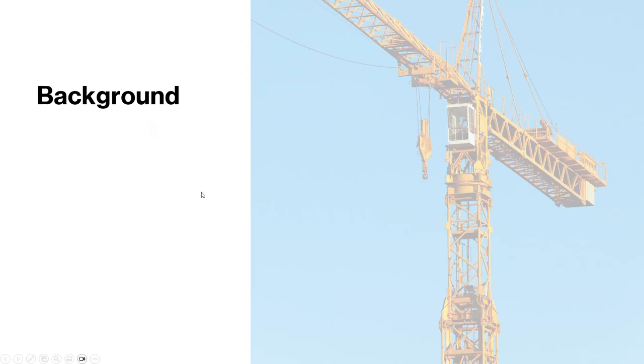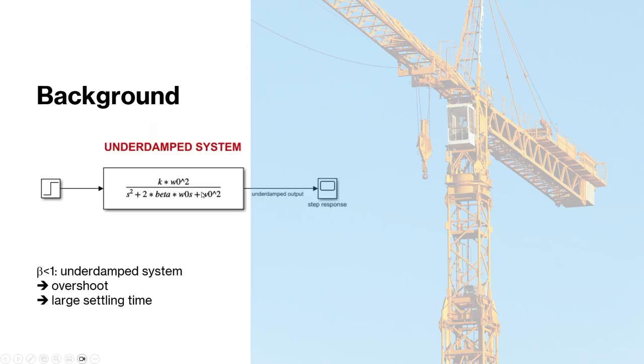So let's look at the transfer function of an underdamped system, and in this case this is the general transfer function for a second order system, in which K is a gain, omega 0 is the undamped natural angular frequency, and beta is the relative damping coefficient. As we know, when we have an underdamped system, beta is very small and at least smaller than 1. And that leads to a large overshoot and a large settling time.